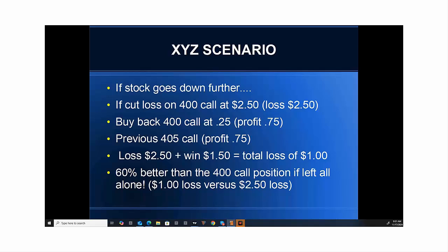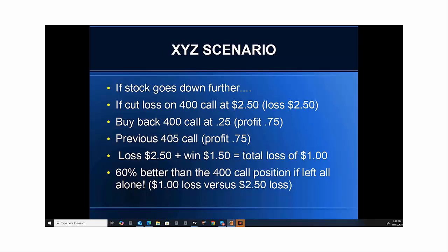So I've made a profit of 75 cents on that one. I made a profit of 75 cents on the first 405 call I bought. So I lost $2.50 on the original long dated option. But I made $1.50 by those two 75-cent profits. So instead of having a $2.50 loss, now my loss is only $1. That's 60% better than the 400 call position if I left it alone. Right? So instead of having a $2.50 loss, I've only got a $1 loss.